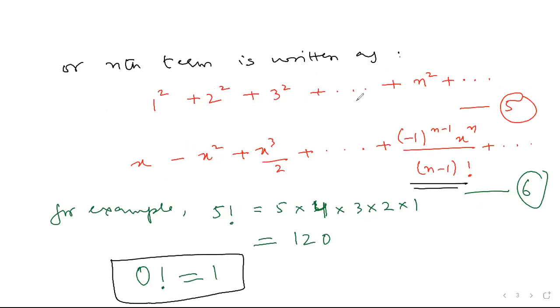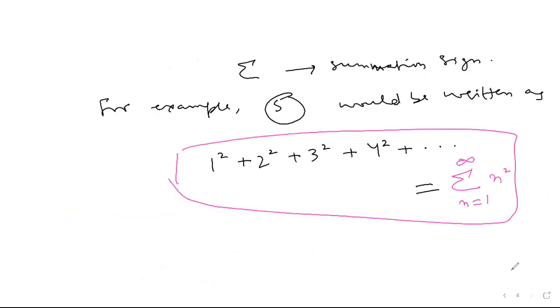1 square plus 2 square plus 3 square. The nth term is n square. So this series 5 can be written in a shorter notation using this summation convention as summation n equal to 1 to infinity n square. Let me name it 7. This symbol is read as summation of n square from n equal to 1 to infinity, right?